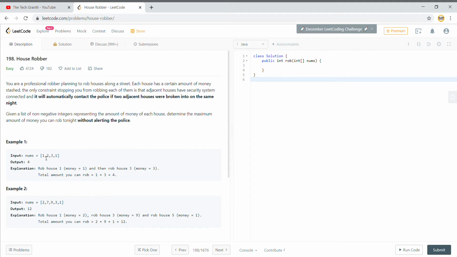In this particular case, the answer is 4 because you can rob the first house and the third house. So 3 plus 1 is 4. That is how it is.